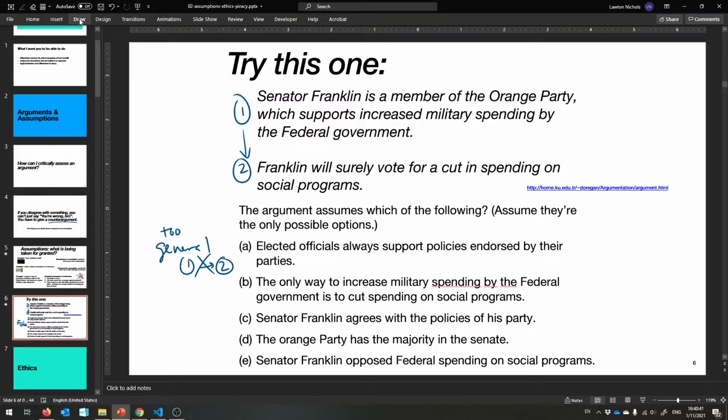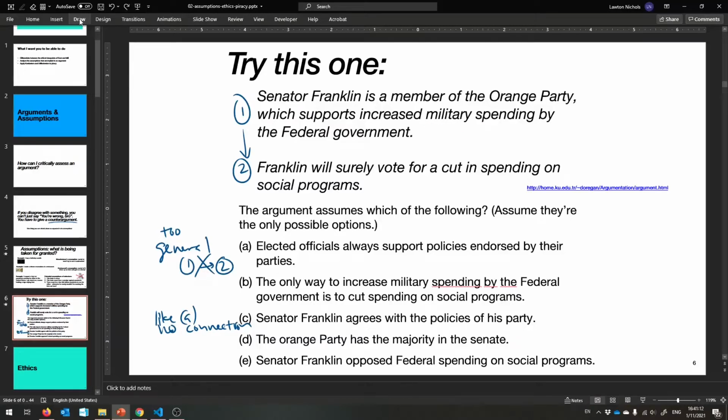Let's come back to B, because that is, in fact, the right answer. But let's talk about C, D, and E. So C is Senator Franklin agrees with the policies of his party. Again, like A, there's no connection here. It's way too general. No connection linking 1 and 2, because the policies of his party only have to do with military spending as far as we know. Nothing to do with social programs.